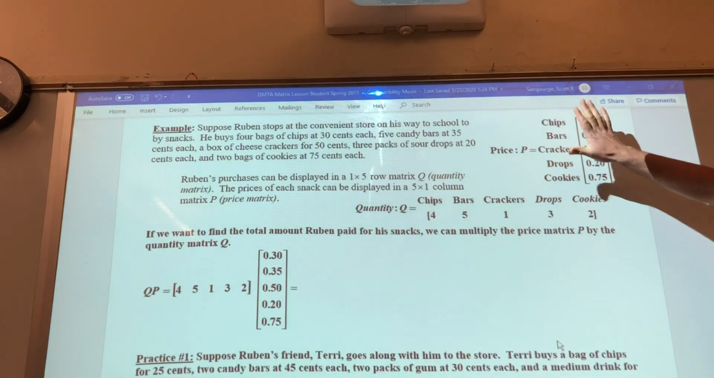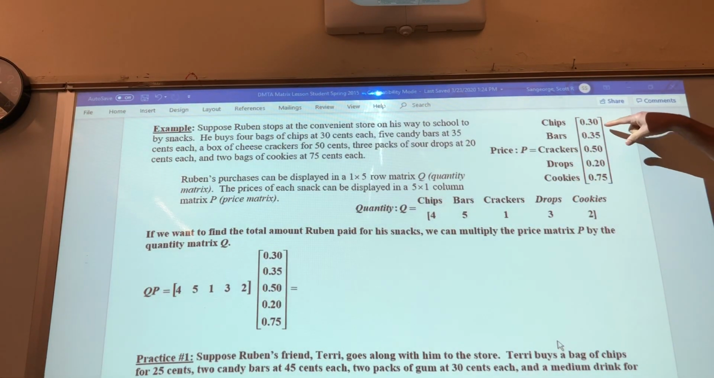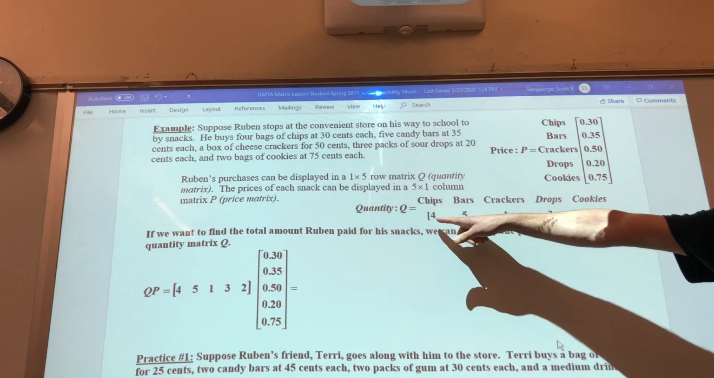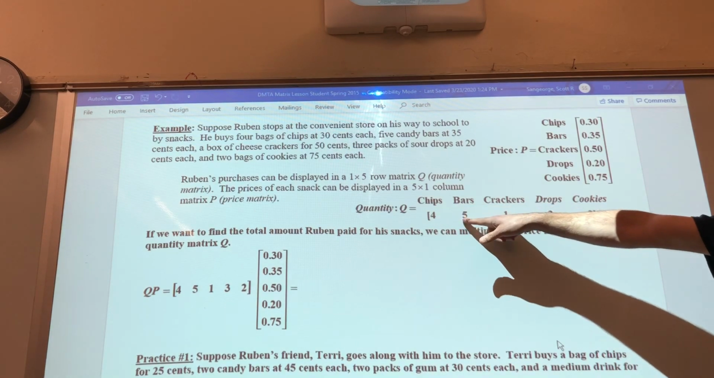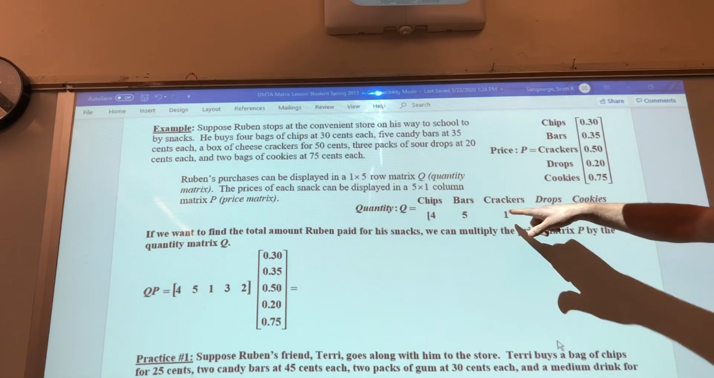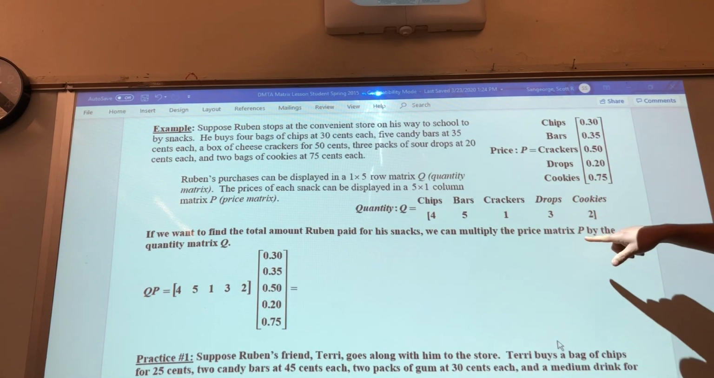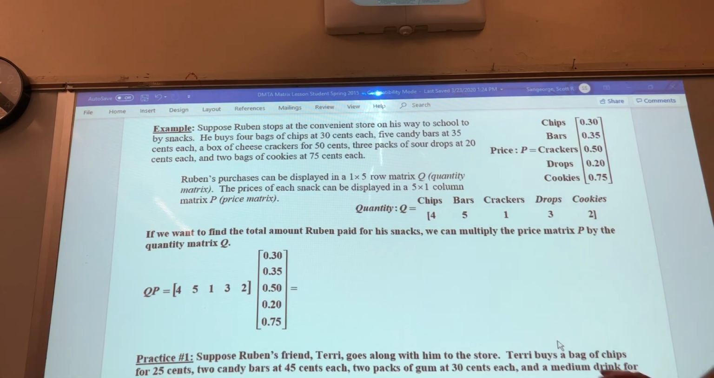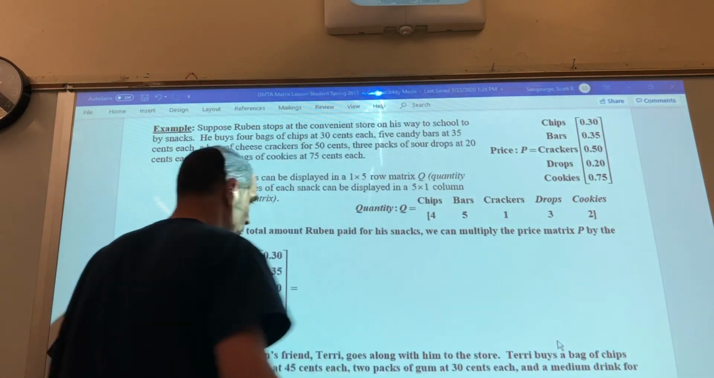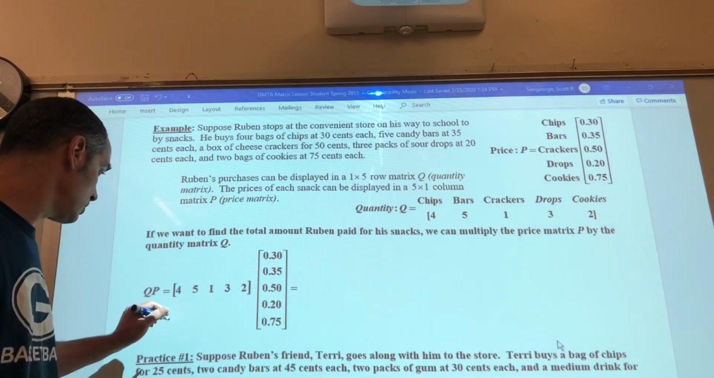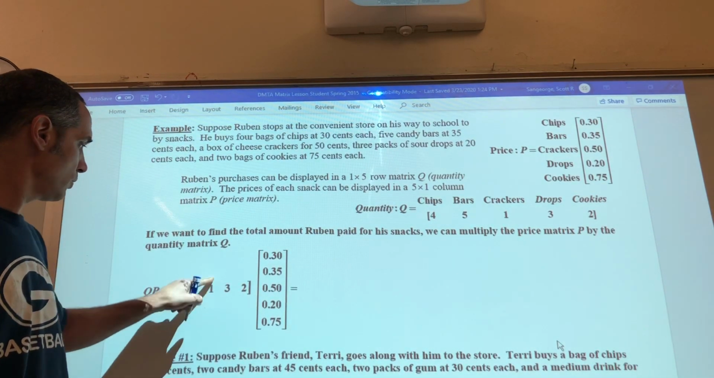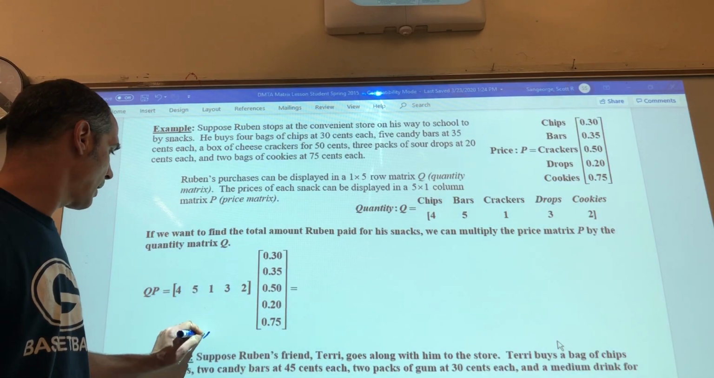One, we have this price matrix: 30 cents, 35 cents, 50 cents, 20 cents, 75 cents. And then we have the items matrix, the quantity of each item. So 4 bags of chips, 5 candy bars, 1 cracker, 3 sour drops, and 2 cookies. This is how the matrix is set up, and I want to look at the dimensions of this matrix. This is 1 row and 5 columns, so a 1 by 5 matrix.